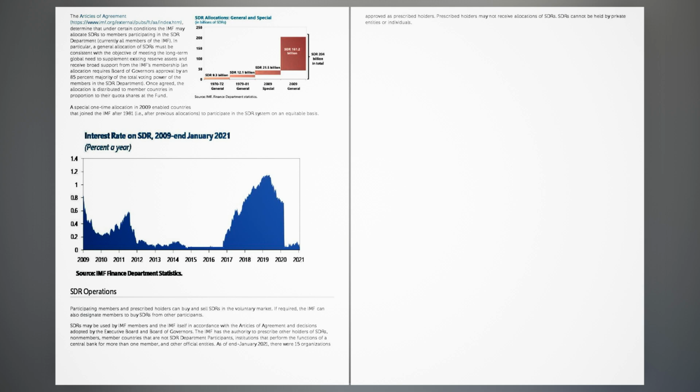The IMF has the authority to prescribe other holders of SDRs: non-members, member countries that are not SDR Department participants, institutions that perform the functions of a central bank for more than one member, and other official entities. As of end January 2021, there were 15 organizations approved as prescribed holders. Prescribed holders may not receive allocations of SDRs. SDRs cannot be held by private entities or individuals.